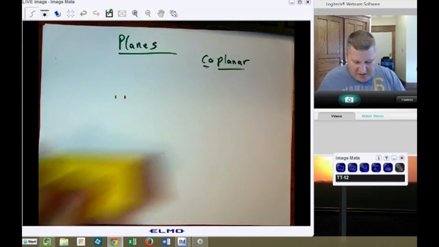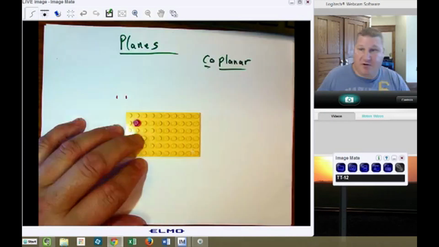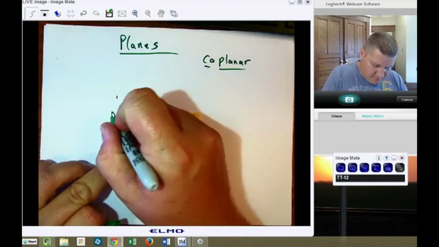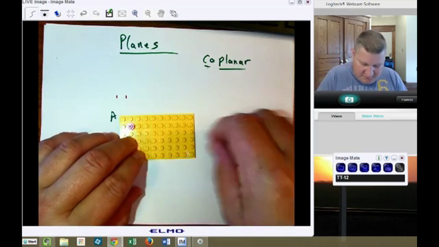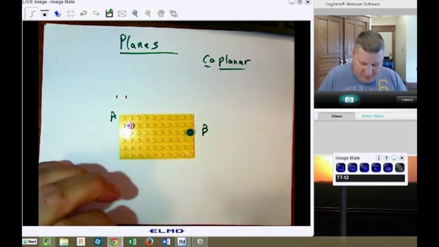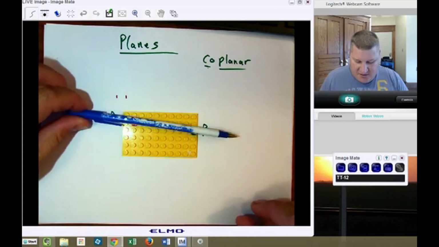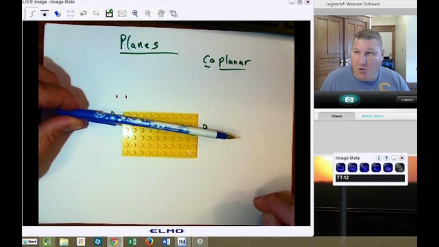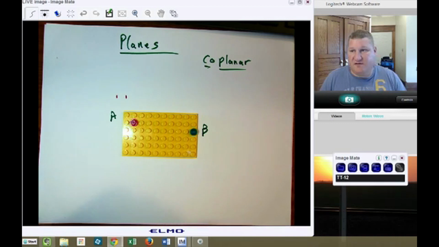So let's take a look at this plane right here. I can put point A on this plane. So that's going to be point A. I can take point B and I can put point B on this plane. Now, one of the first theorems that we're going to have is the fact that through any 2 points, there is exactly one line. I can always connect the dots with those 2 points, and they are always going to be on the same line, and they are always going to be collinear because they're always on the same line.